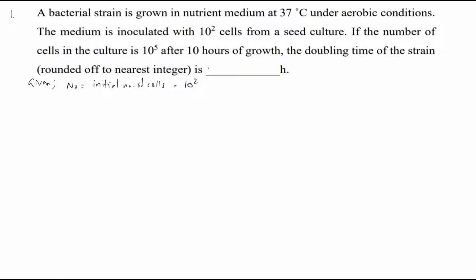If the number of cells in the culture is 10 to the power 5 after 10 hours of growth, the doubling time of the strain is? So NT refers to the final number of cells, which is 10 to the power 5. Also, the time of growth is given, which is 10 hours. In this question, we have to calculate the doubling time.